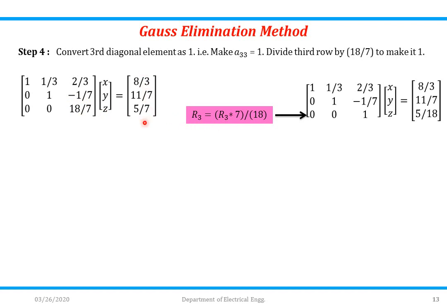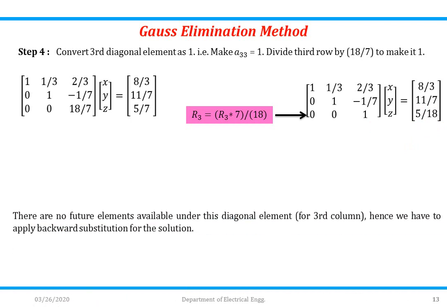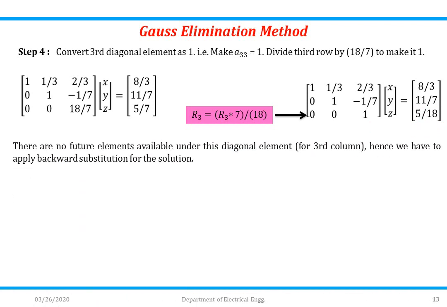Next, for this column, what is R3? It is 5 by 7. So substitute 5 by 7 into 7 by 18. You will get the answer 5 by 18. Understood the concept? Now the last thing is, there are no further elements available under this diagonal element, that is for the third column. Hence, we have to apply backward substitution for the solution.